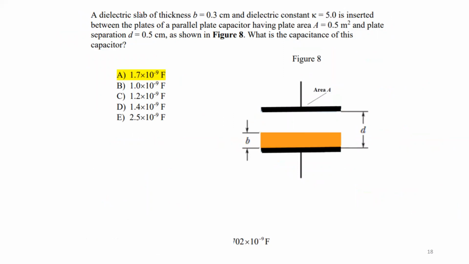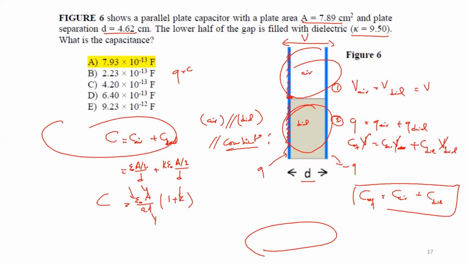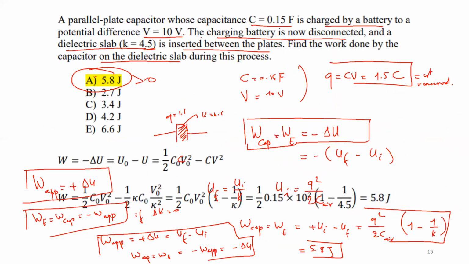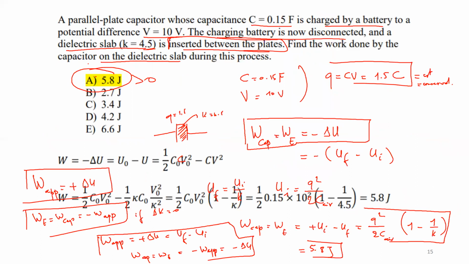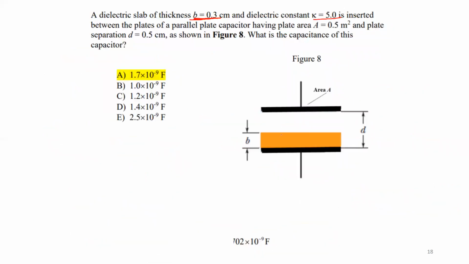I have a dielectric slab, and I give you the thickness of the dielectric slab and the dielectric constant. So it's inserted. In general, before I used to say it occupies the full space. You see here, I used to say that. Inserted between the plates, meaning it occupies the full space between the plates. Or here, filling completely the space between the plates. Now here, I'm not doing that. Here, I'm just filling this portion, B. And the rest, which is D minus B, is filled with air. So I have here air, and here I have dielectric.